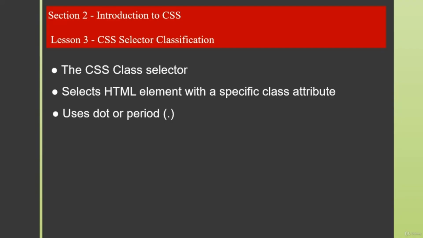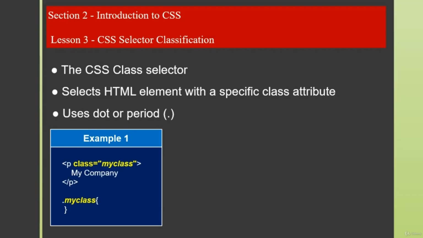HTML elements can also have attributes. One common attribute is the class attribute. So you can select an element by its class attribute. The class selector selects HTML elements with a specific class attribute. To select elements within a specific class, write a period or a dot character followed by the class name.